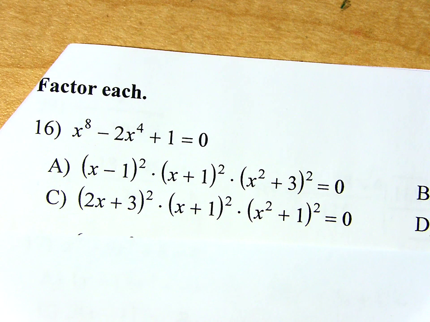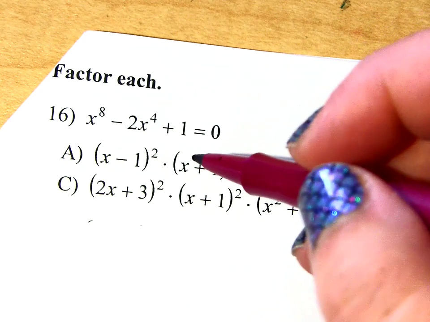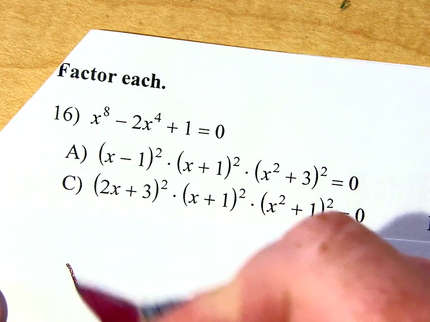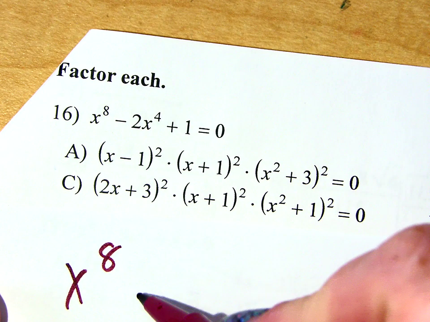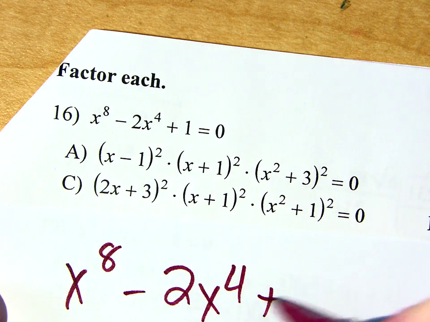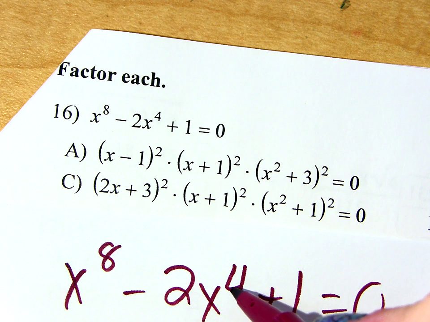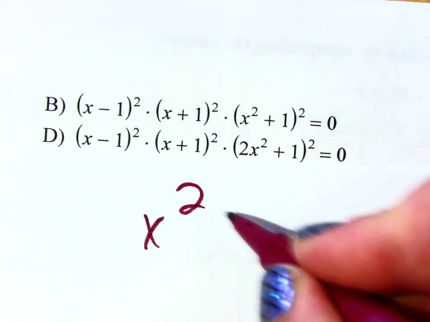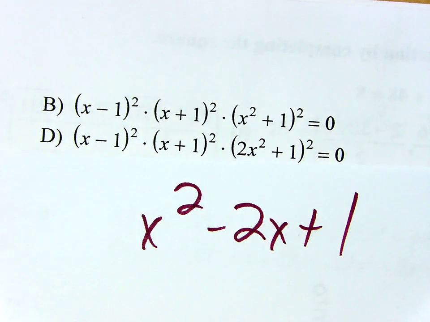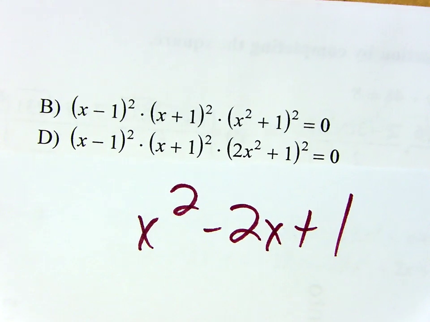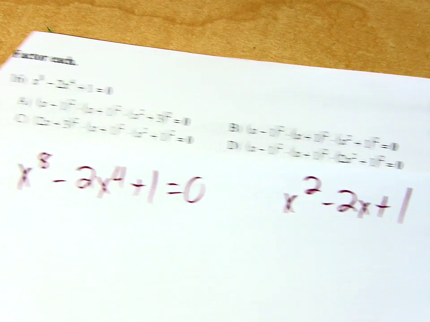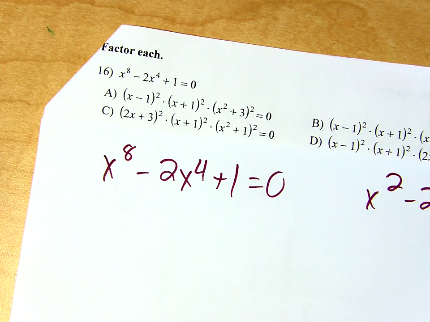Final exam review. The instructions say to factor this one. Remember, this is called the quadratic pattern: when you have an exponent and the next exponent is half as big, you factor it just like you would a quadratic. So if it was x squared minus 2x plus 1, you factor it the exact same way. In other words, I'm looking for factors of 1 that add to be negative 2.